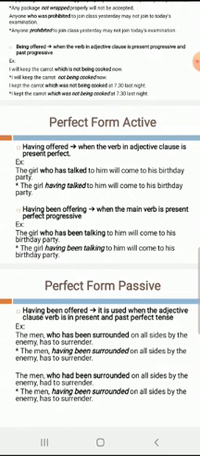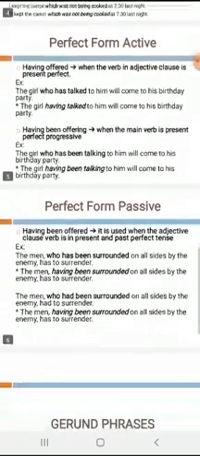And if the main verb is present perfect progressive, we have to add been before the verb -ing. Okay, the girl who has been talking becomes the girl having been talking. Right? The girl having been talking. Oke, jadi bukan having been talked ya. Karena kalau having been talked nanti jadi pasif.